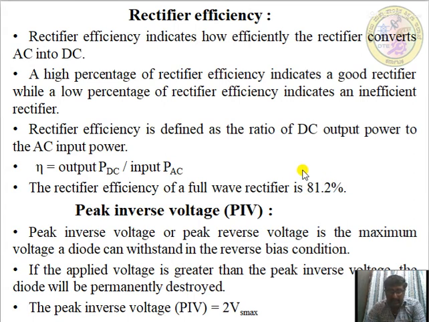Next is PIV, that is peak inverse voltage, or peak reverse voltage, which is the maximum voltage a diode can withstand in the reverse bias condition.